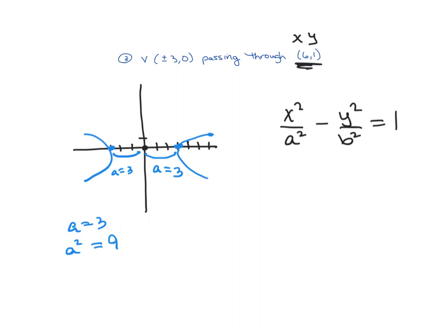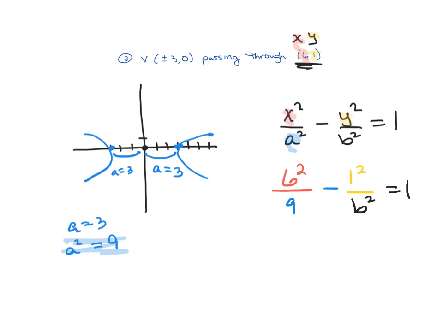And now I'm going to plug in what I know. So I'm going to plug in this 6 up here for the x, and I'm going to plug in the 1 for the y. And then I also have my a squared that I can put here. So let's go ahead and plug it in. So 6 squared over 9 minus 1 squared over b squared, because I don't know anything about that.